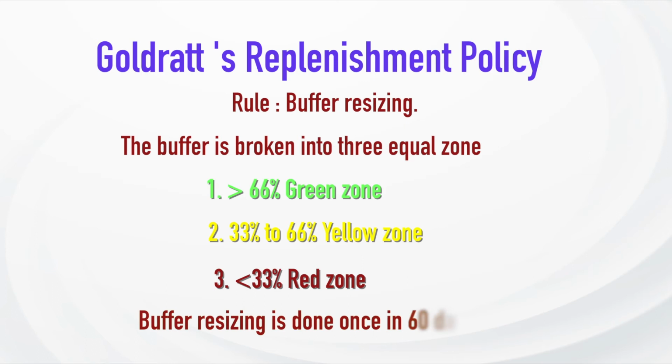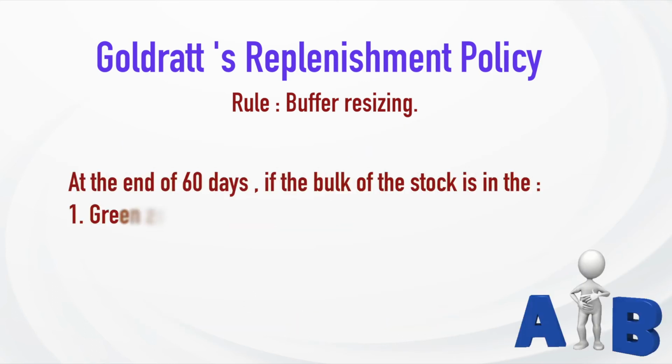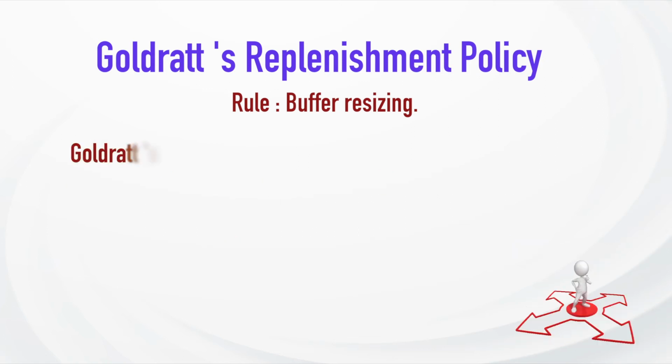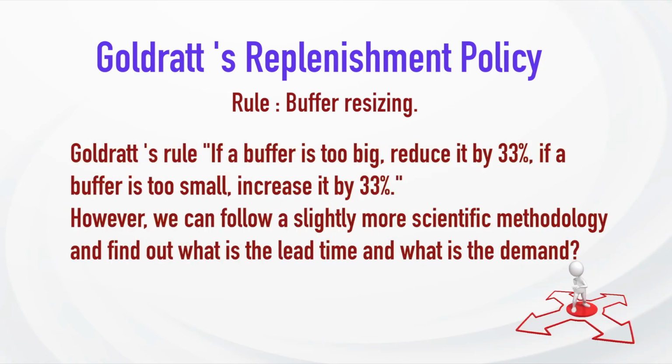Buffer resizing is done once in 60 days. If you resize very often, everybody gets confused in the supply chain. Now, at the end of 60 days, if a bulk of the stock has been in the green zone, meaning the top part, it means your buffer is too big. If a bulk of your buffer is in the red zone, it means your buffer is too small. It needs resizing. Goldratt gave a very simple rule. If your buffer is too big, reduce it by 33%. If your buffer is too small, increase it by 33%.